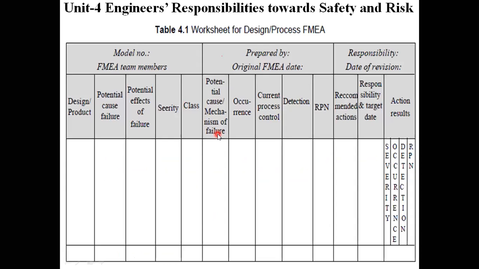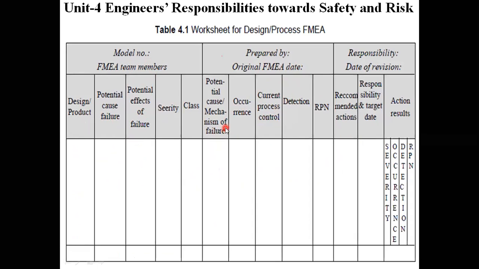This is that worksheet, design or process FMEA. The FMEA model is like this. That is model number, FMEA team members, designer, product name here, potential cause of failure, potential effects of failure, CRT, class, potential cause.